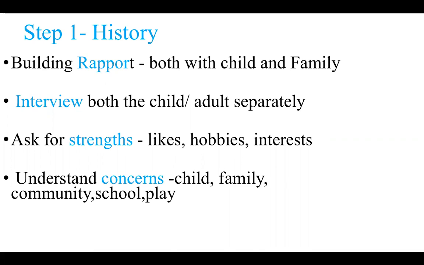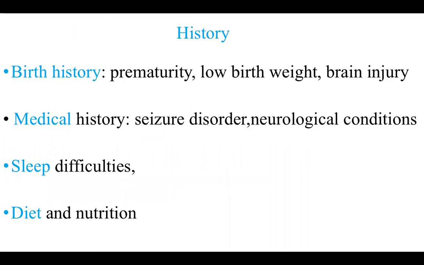Then we come to understanding the concerns from the parent or even the child. The young adolescent will also tell you, as I told you, that quite a few are aware that there is something wrong with them, but they don't have the words, or they don't really know what is wrong. They know that something is amiss. And when you give them the words, they realize, "Yes, this happens to me as well." So what are the concerns for the child? What are the concerns of the family, from the school, in the playground, and so on, is what we ask in the history.